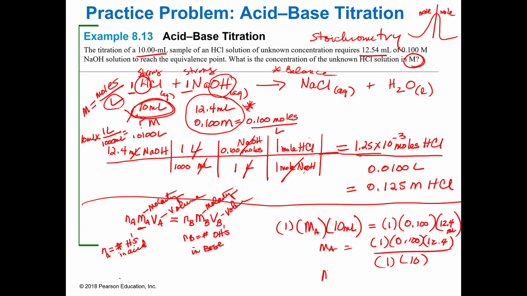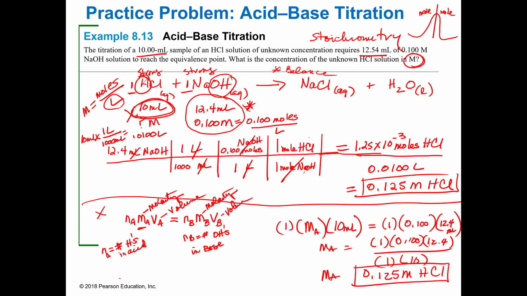So the molarity of the acid is 0.125 molar HCl. So I got the same answer without having to balance the equation or doing the molar ratio, because I know the molar ratio in an acid base is just going to be dependent on the acid and the base.